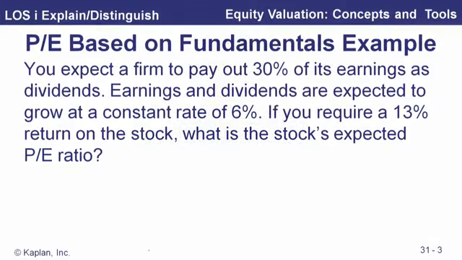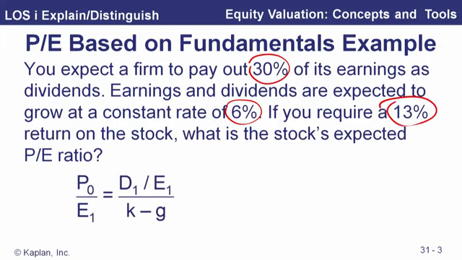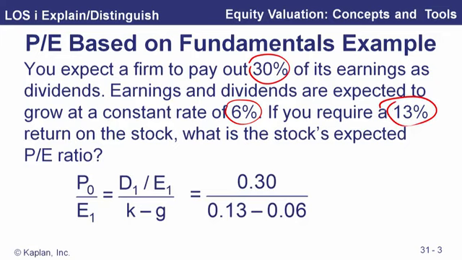So let's look at a PE based on fundamentals. The math is, of course, pretty easy. Even financial analysts can do it. You expect a firm to pay out 30% of its earnings as dividends. There's our payout ratio. Earnings and dividends are expected to grow at a constant rate of 6%. There's our G. Here's our K. And it's pretty straightforward from there. Our PE based on fundamentals, we expect it to sell for 4.3 times expected earnings, next year's expected earnings, E1.